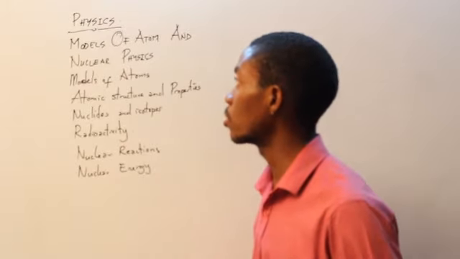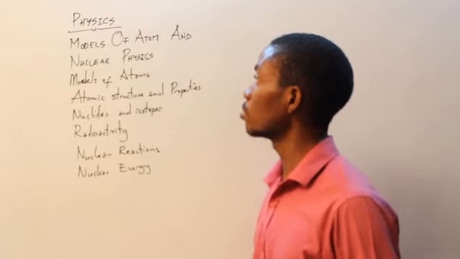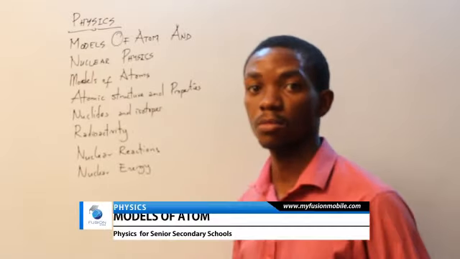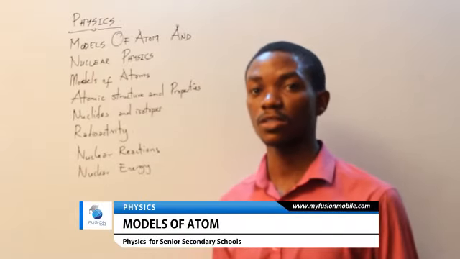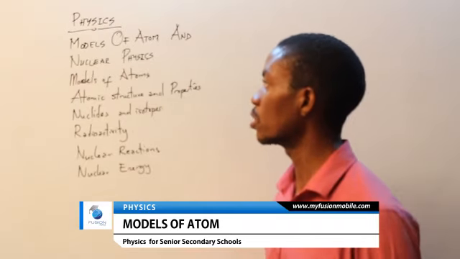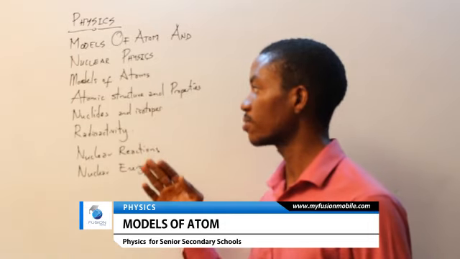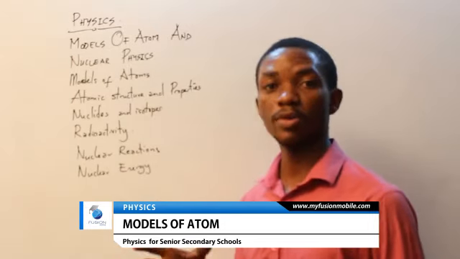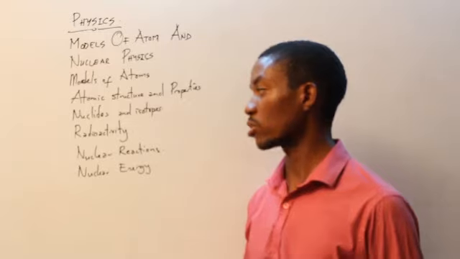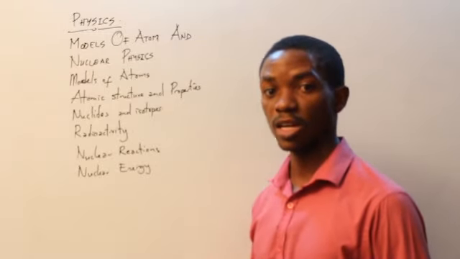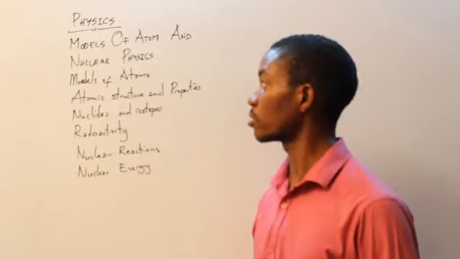Today I want to consider the models of atoms and nuclear physics. To begin with, we'll be considering the models of atoms. Then we'll talk about the atomic structures and properties. We'll look at nuclides and isotopes. Then we'll talk about radioactivity, nuclear reactions, and nuclear energy. Alright, let's give it a start.